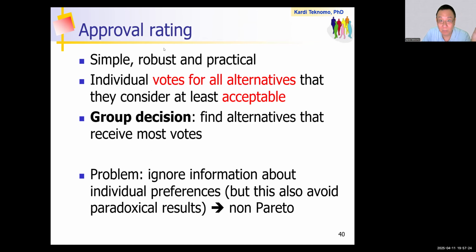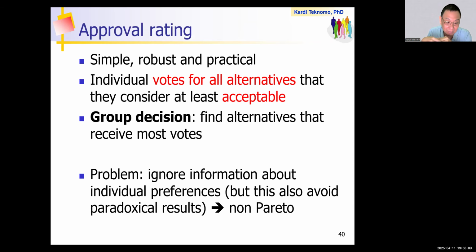So approval rating is actually simple, robust, and very practical. The individual will vote for all the alternatives that they think are at least acceptable. So instead of voting for one, they can choose as many as they want. Also in group decisions, if you want to find the alternative that will receive the most votes, then you can use this also in a team.